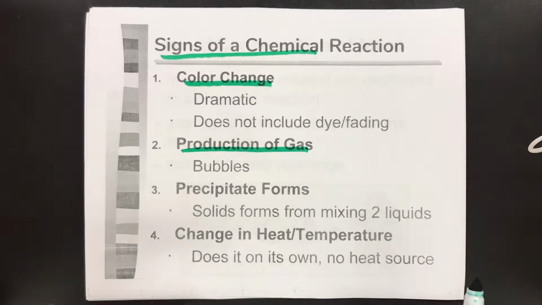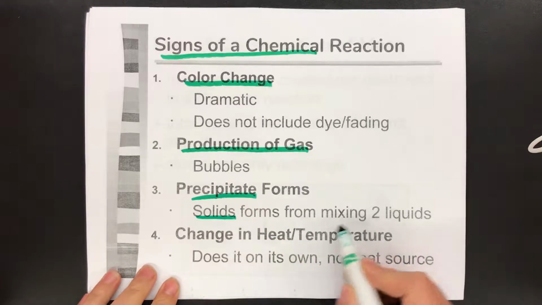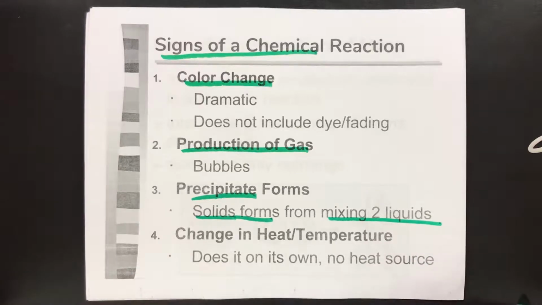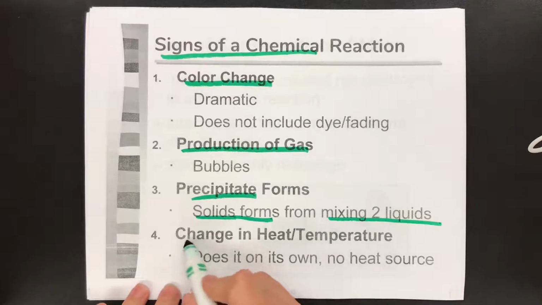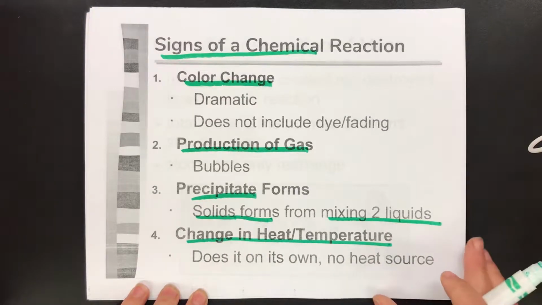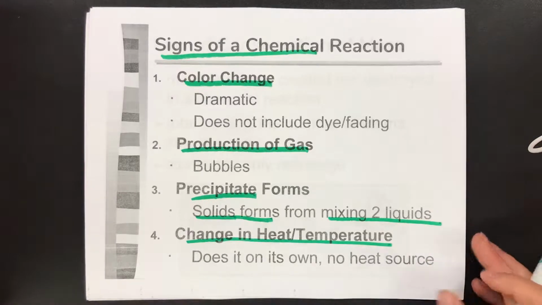You don't have a pot sitting on the stove and it starts to boil. That is a phase change. Phase changes are not a chemical reaction. It has to do it on its own without any kind of heat source. Precipitate forms, this is just a fancy word for a solid that forms when two liquids are mixed together. Again, it's not that you put it in the freezer or anything like that. It happens by itself. Change in heat and temperature, it does it on its own, no heat source. So you mix two chemicals together and all of a sudden it's getting too hot to hold. That is an example of that.